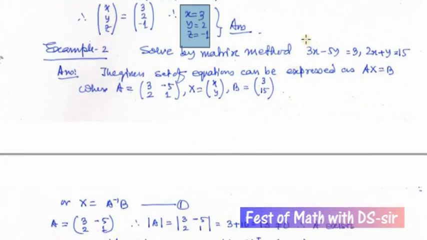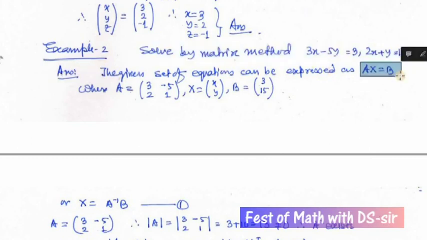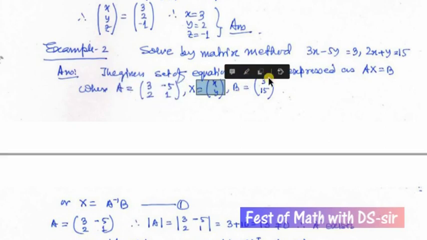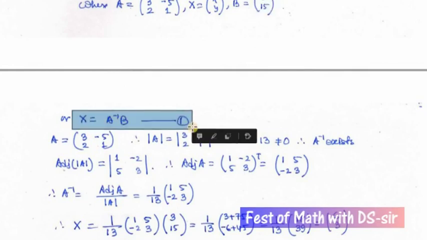Now, solve by matrix method, second example. Two variables, so two equations. The given set of equations can be expressed as AX is equal to B, like the previous one, where A is a 2 by 2 matrix, X is a 2 by 1 matrix, and B is a 2 by 1 matrix. Now X is equal to A inverse B. All steps are identical to the previous one.